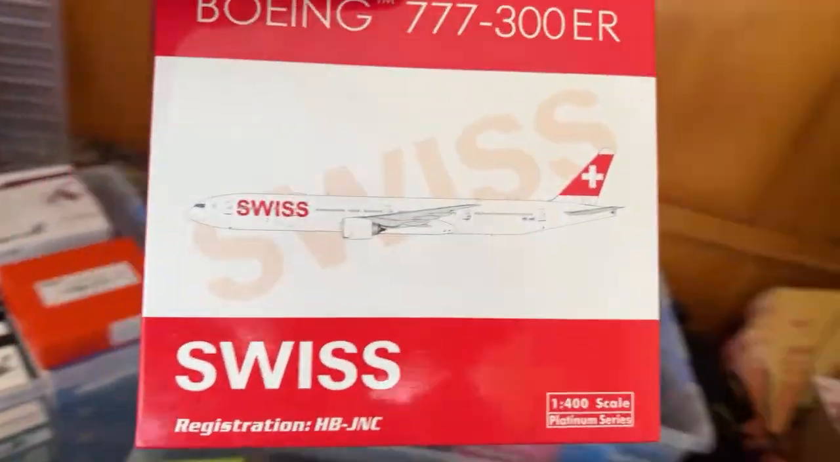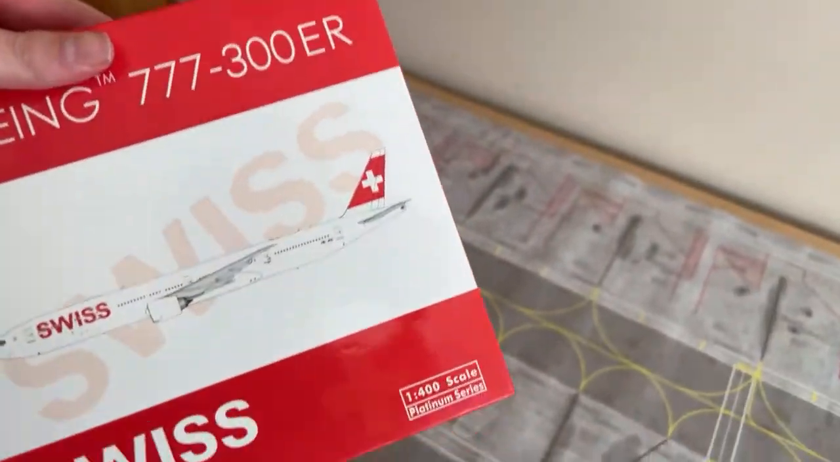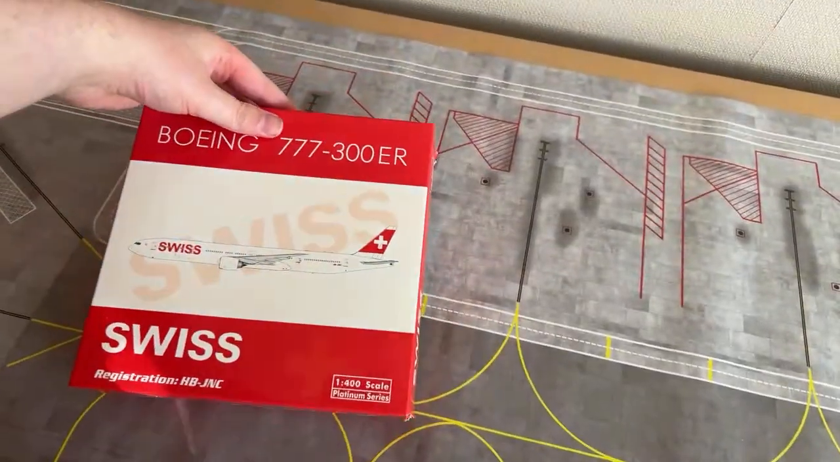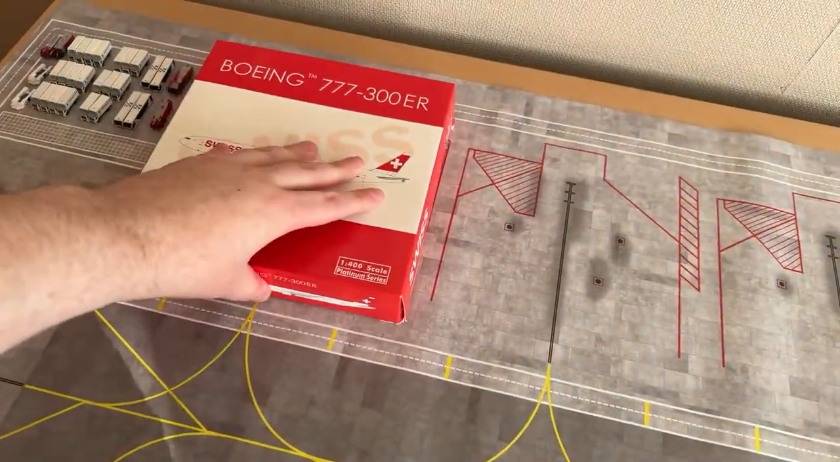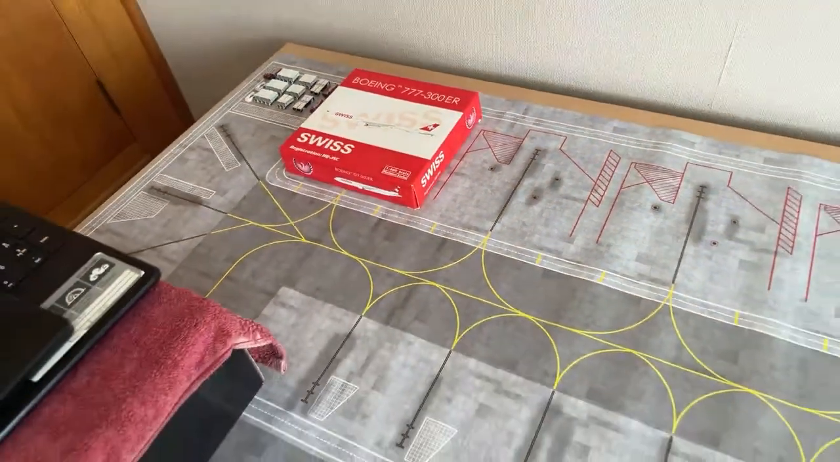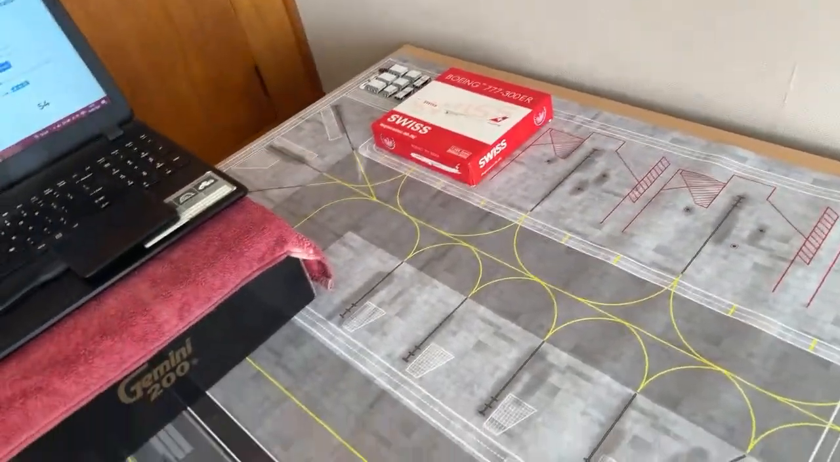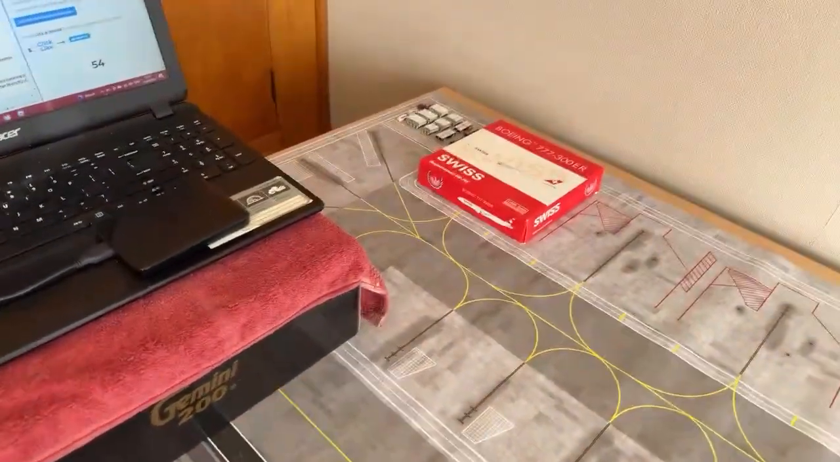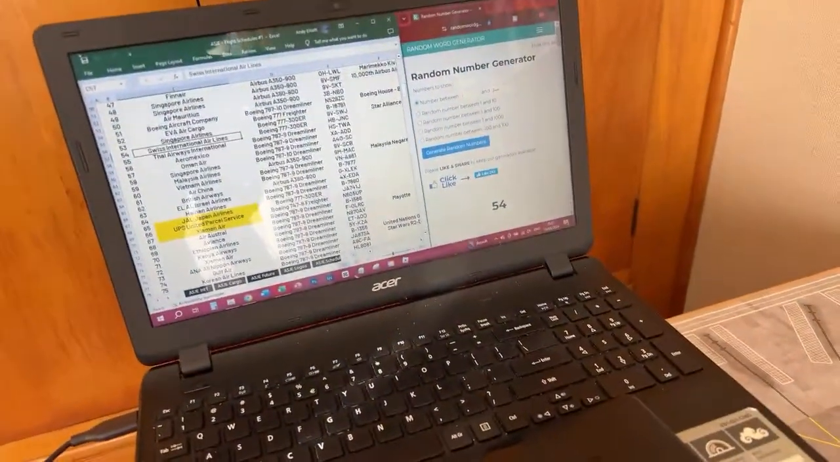Welcome to any people that are watching from Switzerland. Beautiful country. I would love to go to Zurich and do some plane spotting over there. A great place for plane spotting. So let's go ahead and check out what's going to be the next one.